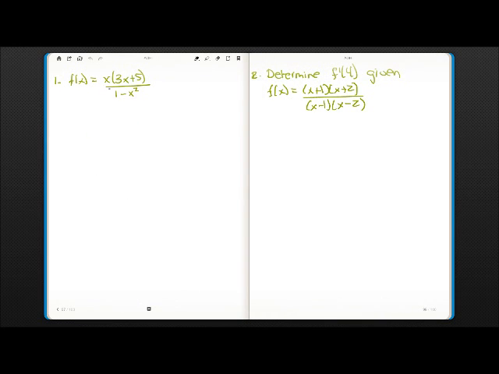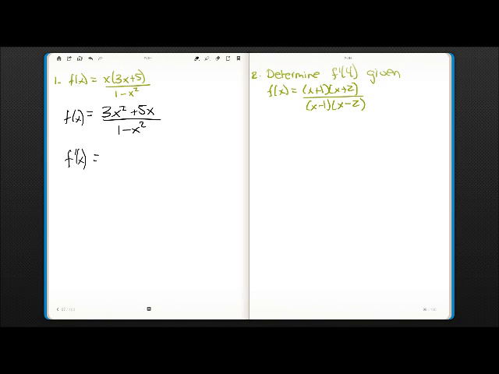It's f of x equals x times 3x plus 5 all over 1 minus x squared. You can use the quotient rule and use the product rule for the top, but a more efficient way would be to just expand the top, so it'll be 3x squared plus 5x all over 1 minus x squared. So that's f of x. And then take the derivative. So the derivative would then be much simpler and faster.